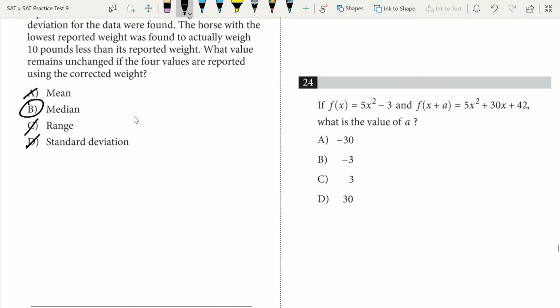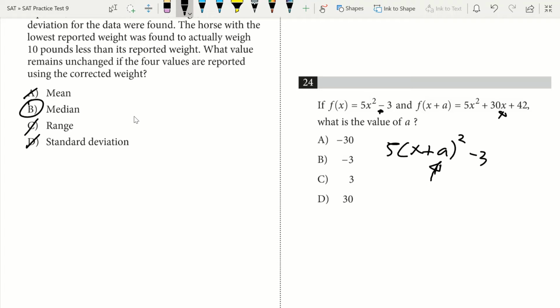Question 24, if f of x equals 5 times x squared minus 3 and f of x plus a equals 5x squared plus 30x plus 42, what's the value of a? Okay, so what I see here off the bat is my big difference is I have plus 30x, but I have no x value here. So what I'm looking at is I need to have 5 times x plus a, we don't know what a is yet, right, squared minus 3, and that's going to equal our other equation, right? So I look at this, I see I have plus a, so I need to solve for a.